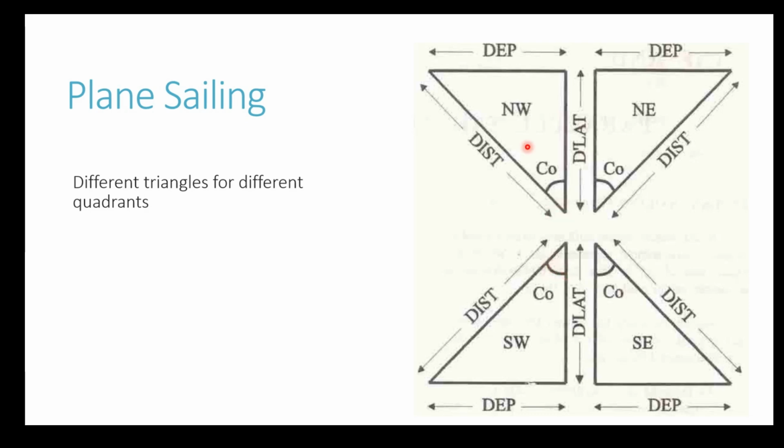And this triangle which you see is the triangle for the northwest quadrant. This is our starting position. We are moving in a northwesterly direction. This is our destination. Then the horizontal side is the departure and the vertical side is the D-lat, this angle being the course. Again, quadrantal course, north so many degrees west. So these are the four different triangles which we use for calculation in plain sailing.